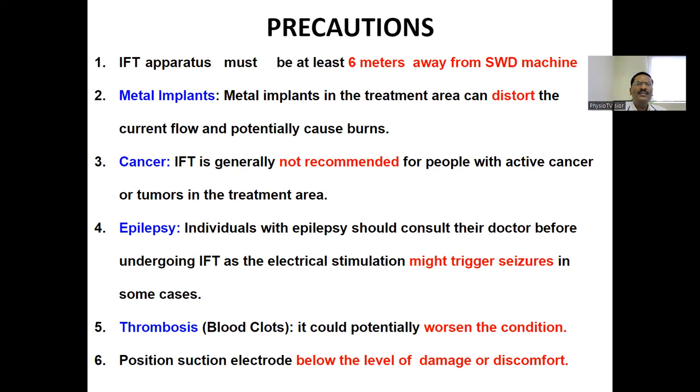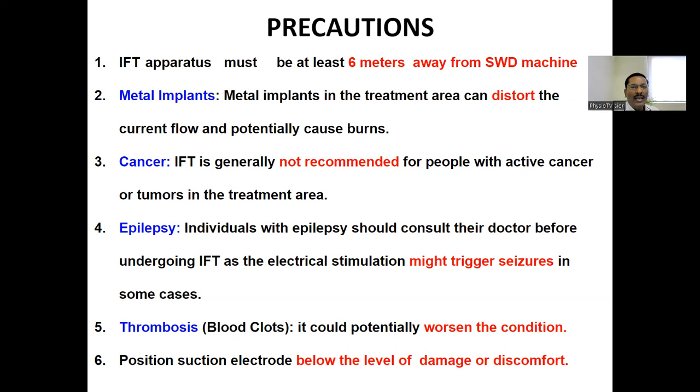Next, the metal implants in the treatment area may distort the flow of the current. Metal implants cause a concentration of the current, which can cause a burn. But generally they don't produce a burn because the intensity of the current which we use is less than 50 milliamperes, and any current more than 50 milliamperes is capable of producing tissue damage. So most of them consider that this is allowed. I mean, they say IFT can be used in the presence of metal implants.